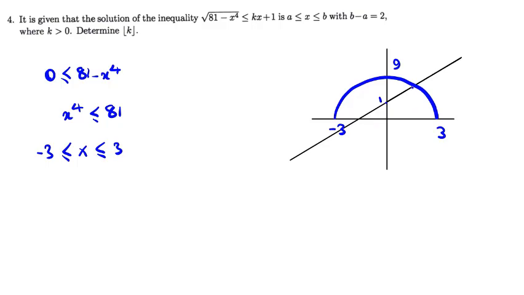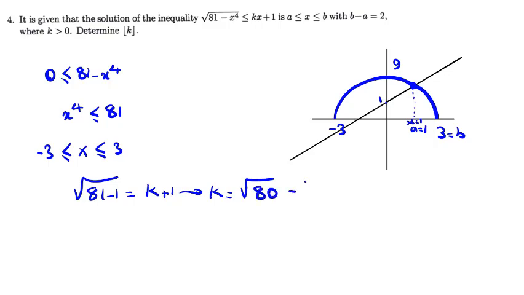And now it says, okay, this point will be A, this point will be B, so B is 3, A is what? A is 1, because B minus A is 2. So we understand this is x equals 1 here. We understand at 1 they have an intersection, so the square root of 81 minus 1 equals k plus 1. So k is the square root of 80 minus 1.